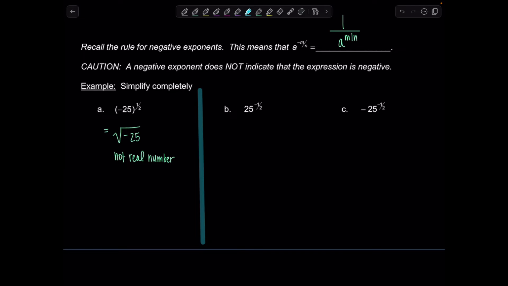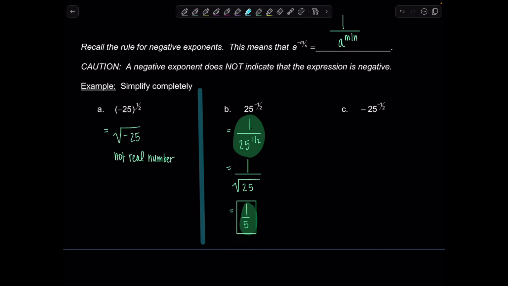25 to the negative 1/2. Right away, rewrite this as 1 over 25 to the 1/2. Then you can write this as 1 over square root of 25, which is 1 over 5. Now, I'm going to be honest, in calculus, if you go straight from here to here, no one will be upset. You don't have to rewrite it with the radical. I'm just showing it now so that we get more comfortable, okay?